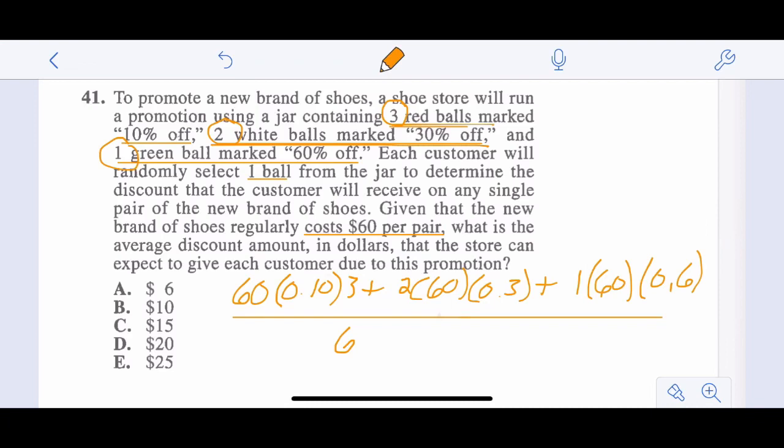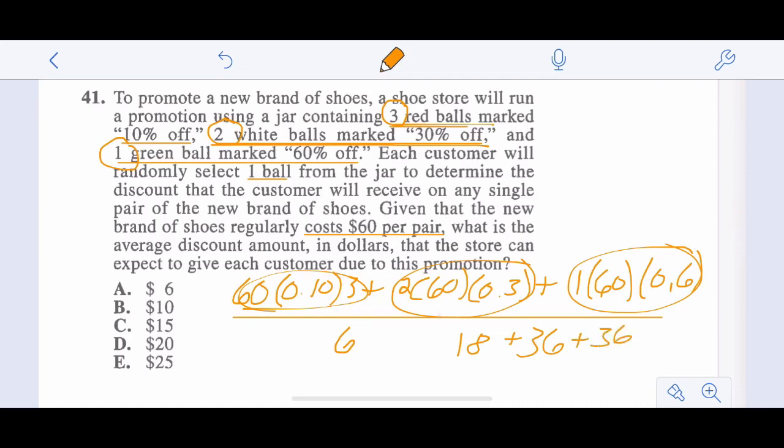And then we do all this. So we're going to have this one, 60 times 0.1 times 3 is 18, plus this, which is 36. And this one we calculate is also 36. Add those together, divide by 6, and we get $15.